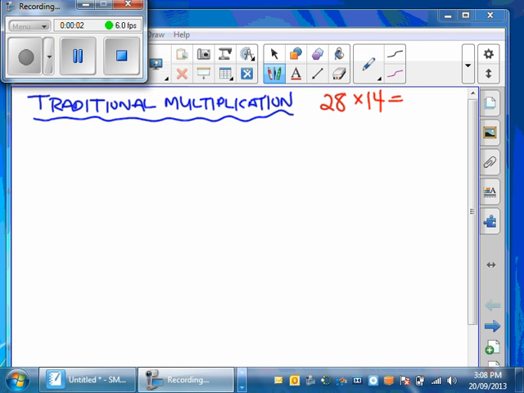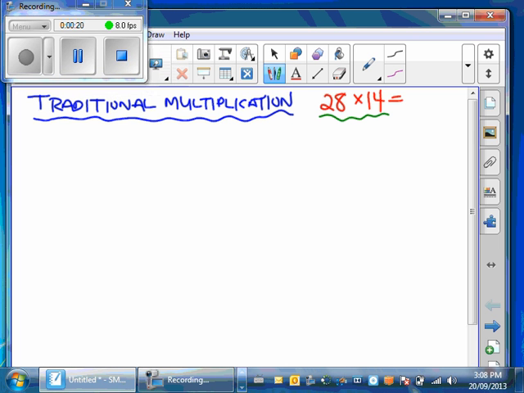Okay, in an earlier tutorial we covered the matrix multiplication method, and this is a traditional multiplication method that your parents are probably familiar with. This is a typical equation involving two-digit multiplication. We're going to start off with our equation here, 28 times 14. Well, the simplest way to do it is to write this vertically and follow this method.